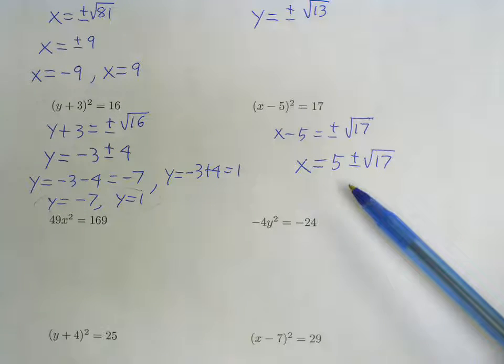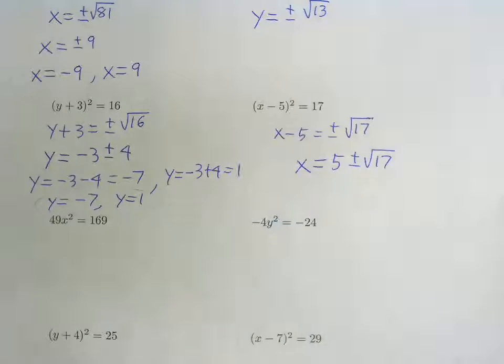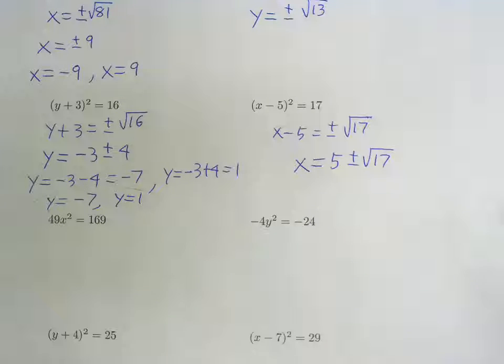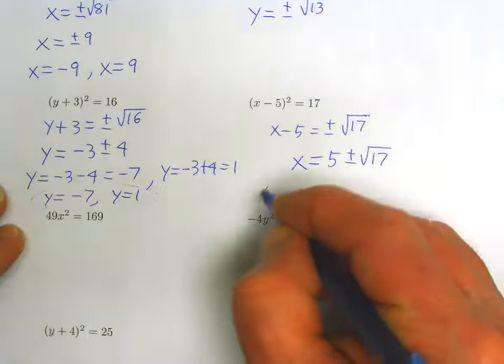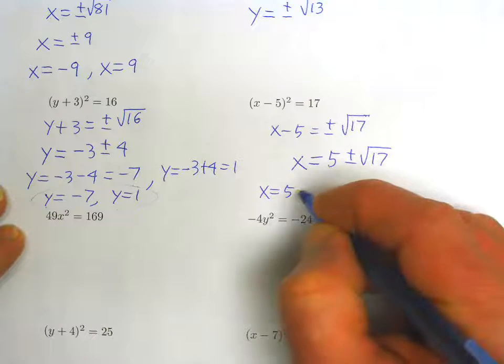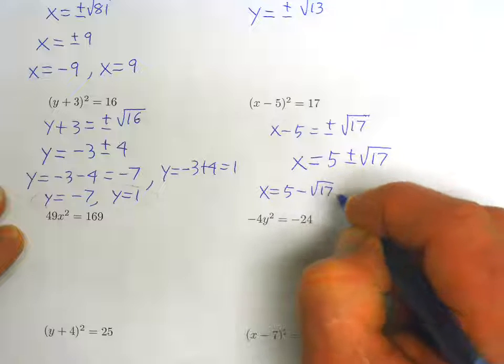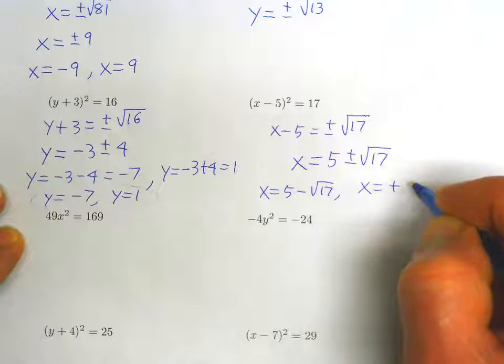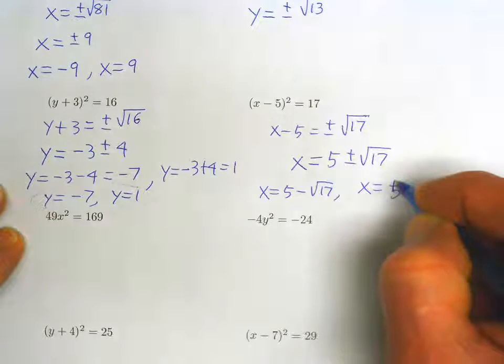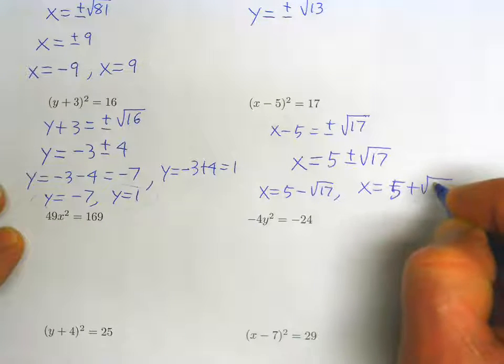And you can write the solution separately if you want. I'll go ahead and do that just for practice. One solution is x equals 5 minus the square root of 17. The other solution is x equals 5 plus the square root of 17.